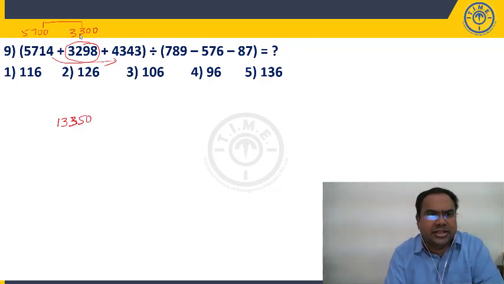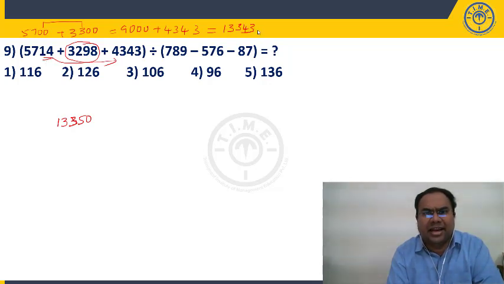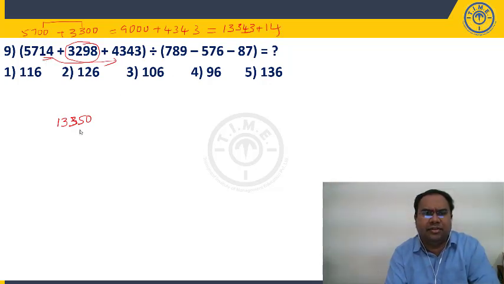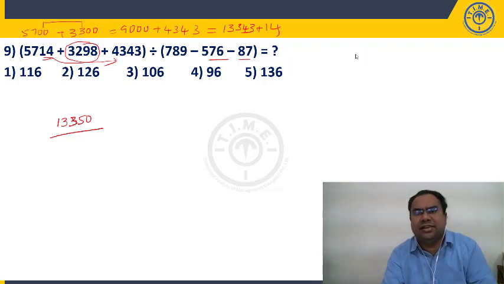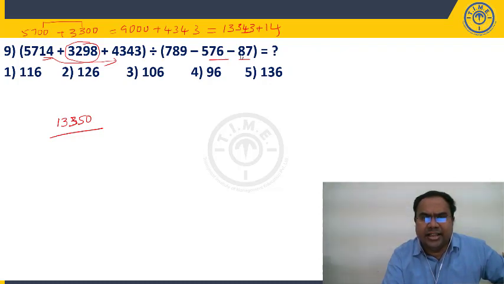So 5700 and 3300, if you add this, it will be 9000 plus 4343, 13,343. I left out 14 here. If I add that 14 also, I am saying around 13,350, divided by 789 minus 576 minus 87. 576 plus 87 is 663. 789 minus 663 is 126.